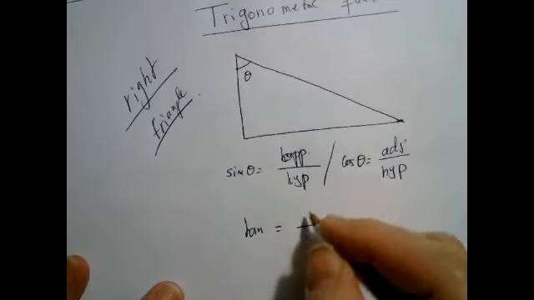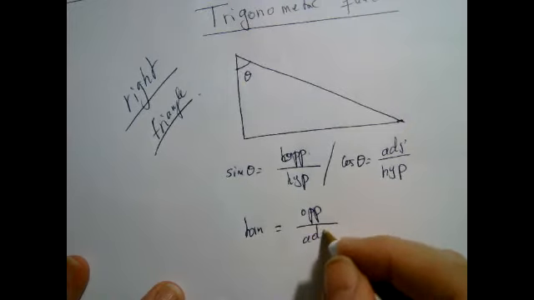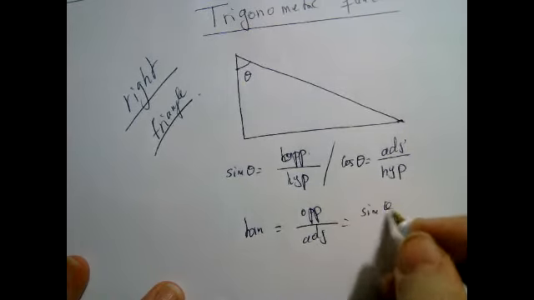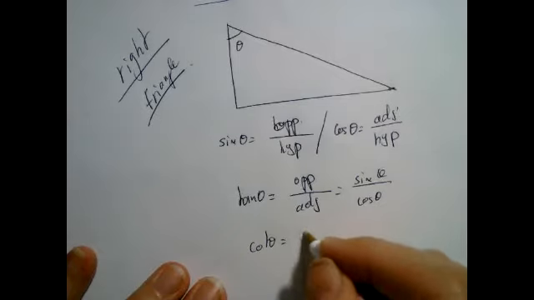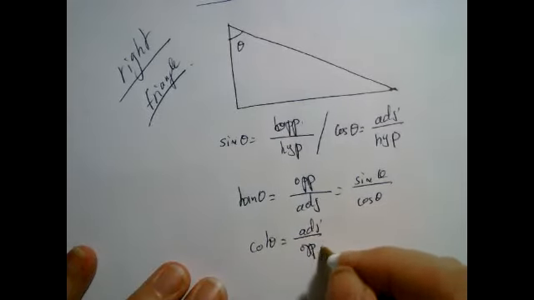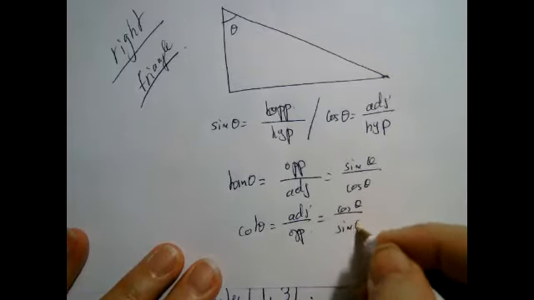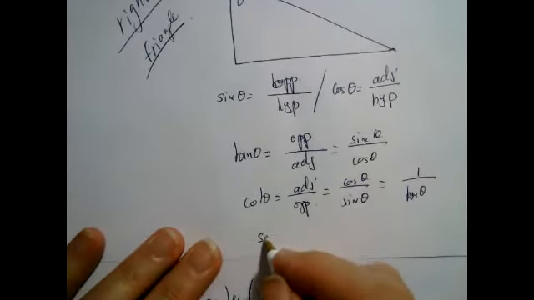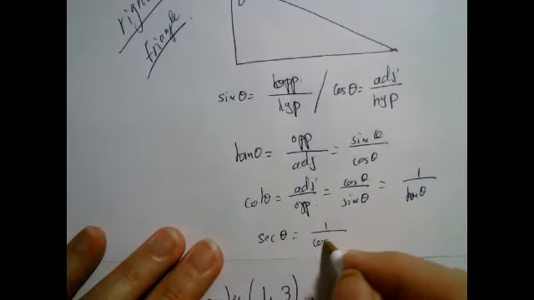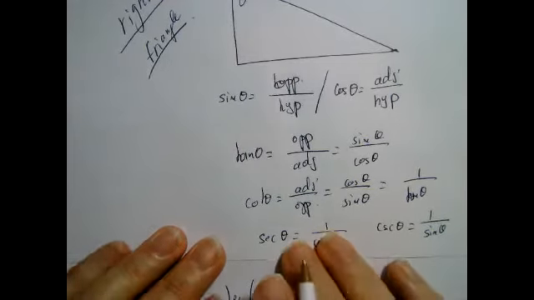So the tangent is sine over cosine, or opposite over adjacent. And then the cotangent is the adjacent over the opposite, which is the other way around, or cosine over sine, or 1 over the tangent. And then we have the secant, which is 1 over cosine, and the cosecant, which is 1 over the sine. So that's the picture in the right triangle that we have.